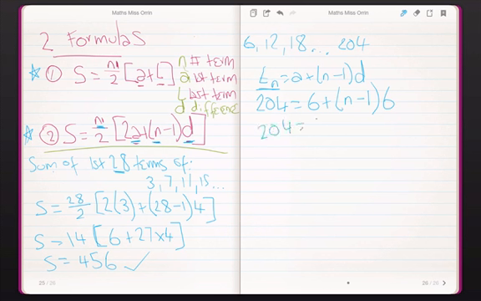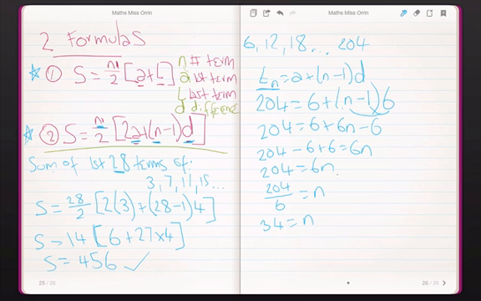So we just start to simplify it. Plus 6n minus 6, because that's just this expanded, okay? We're expanding that bit. So then we just start moving things around, and they kind of cancel each other out. We're just trying to get n on its own, so 204 is 6n. We want to get n by itself, so we get rid of the 6, and we end up with 34.